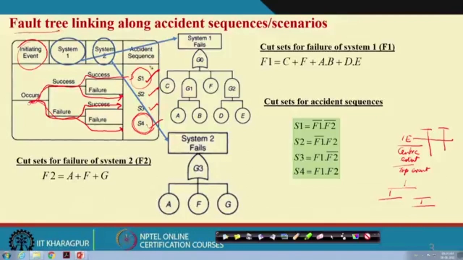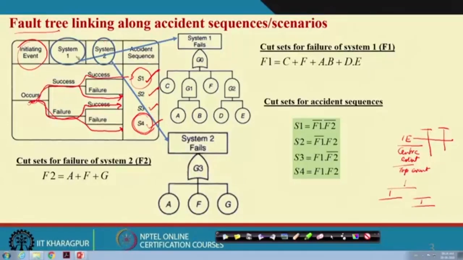Okay. Now our job here is to link the fault tree with this sequence. So how do you link the failure of system 1 or failure of system 2? These are dependent on some other subsystem component or some other root causes. So as a result, you can develop the fault tree for failure of system 1 as well as the fault tree for failure of system 2. We have given a hypothetical fault tree here because this is just for understanding purposes. It is not a real case, it's a demonstration of the concept.